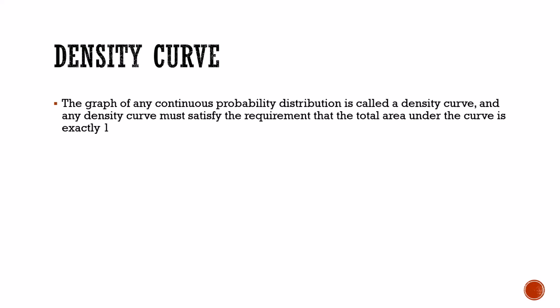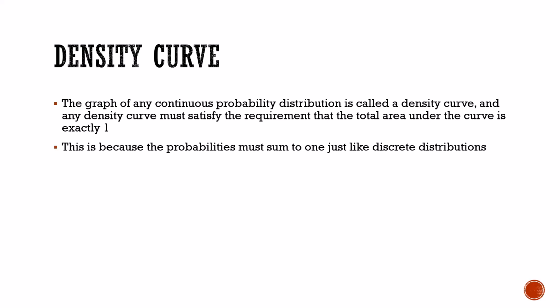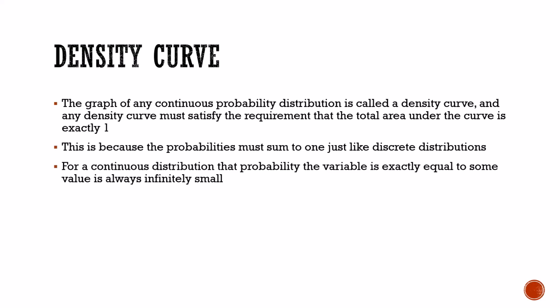The total area underneath the curve is always exactly 1 for every single continuous probability distribution, just like the sum of all the values in the table for every discrete probability distribution adds up to 1. Those are analogous facts. Here's the part that's a little strange.